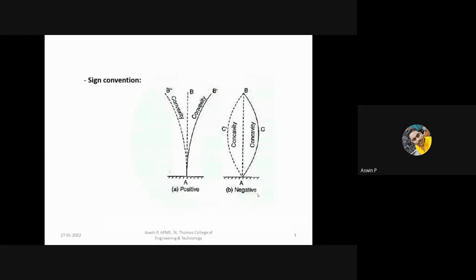Can I change the slide? Hope you have drawn. Have you drawn? We have very less time with us, so please draw fast.